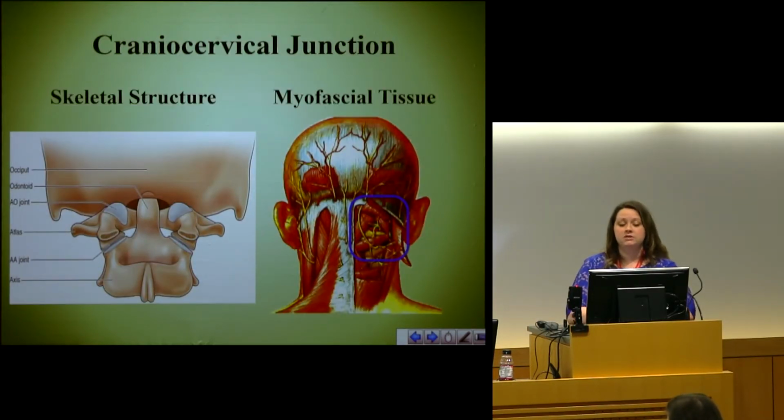So specific to the cranial cervical junction, everybody did a nice job of setting this up for me. We already had a great lecture on all of this. You have the skeletal structure of your cranial cervical junction, what we call the OA junction, and then you have all of your myofascial tissue. You have your neural elements, your muscles, your fascial elements. That's all well and good.